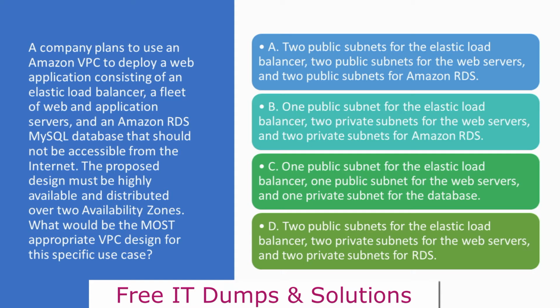Options we have: A. 2 public subnets for the elastic load balancer, 2 public subnets for the web servers, and 2 public subnets for Amazon RDS. B. 1 public subnet for the elastic load balancer, 2 private subnets for the web servers, and 2 private subnets for Amazon RDS. C. 1 public subnet for the elastic load balancer, 1 public subnet for the web servers, and 1 private subnet for the database. D. 2 public subnets for the elastic load balancer, 2 private subnets for the web servers, and 2 private subnets for RDS. Correct answer for this question is option D.